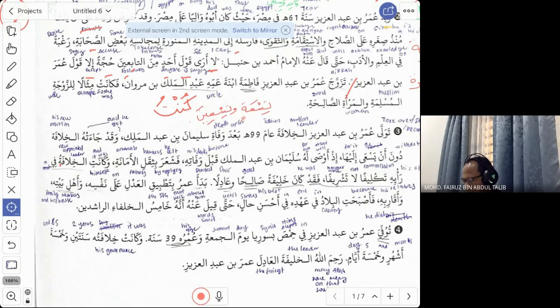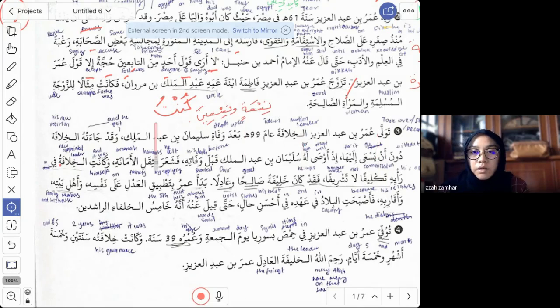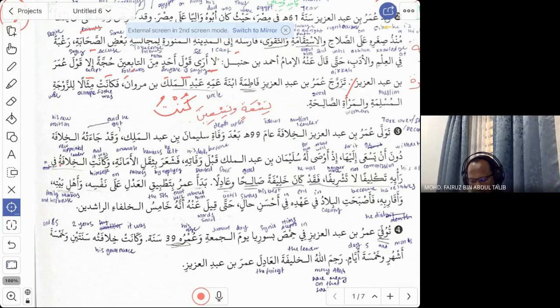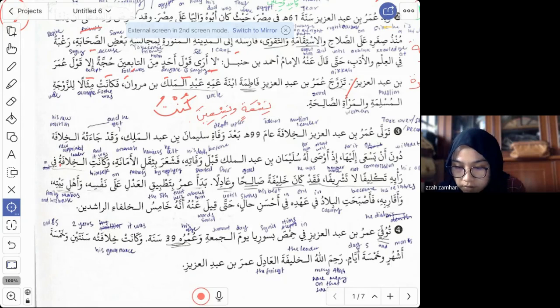Okay, what does it mean here? Waqad ja'athul khilafah. Oh, sorry, from the beginning. So generally the sentence means Umar bin Abdul Aziz took over or started the Khalifa as the Muslim leader in the year 99 Hijriyah, after the death of Sulaiman bin Abdul Malik.